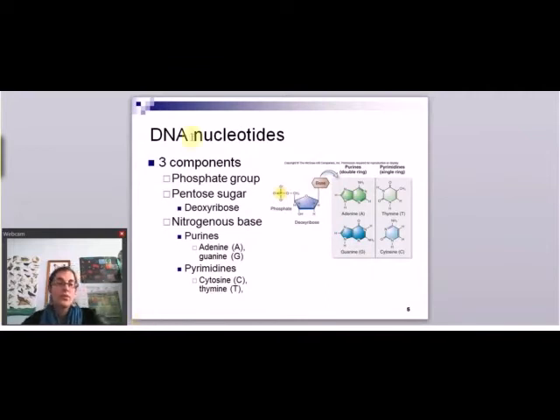So we're going to go through the structure of DNA and RNA here. And some of this is review, some of it will be new. So DNA nucleotides have three components. So just a really basic drawing of a nucleotide is the sugar, the phosphate, and the base. So that's the three components.